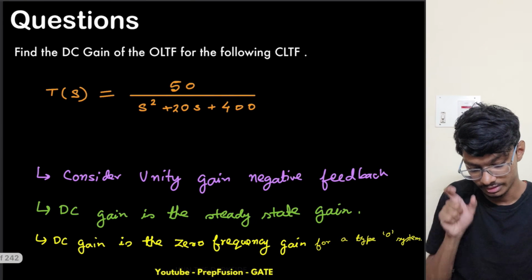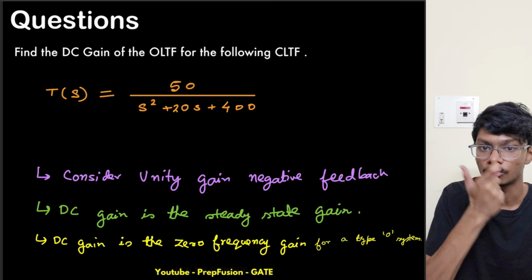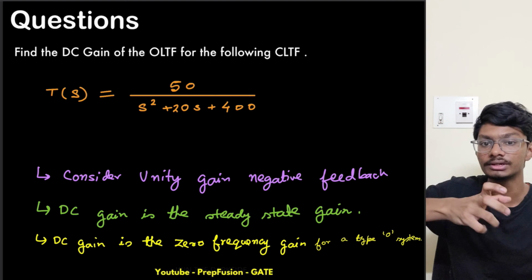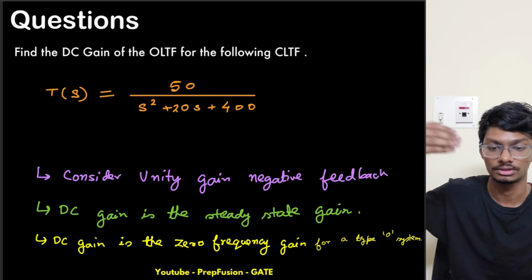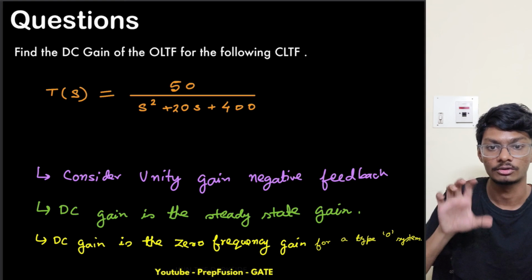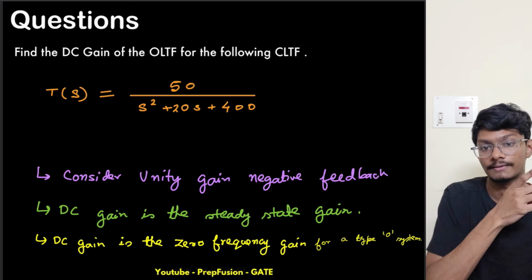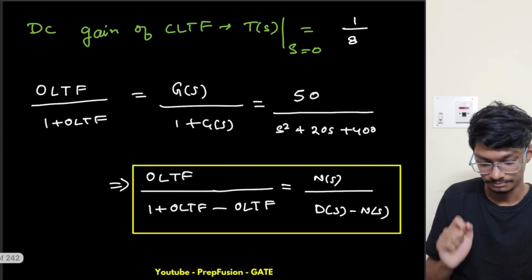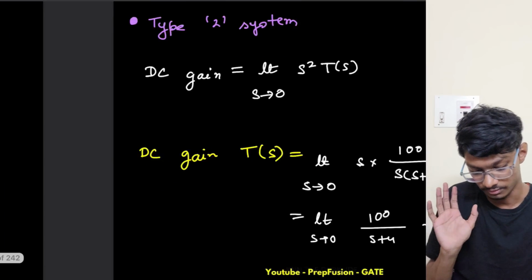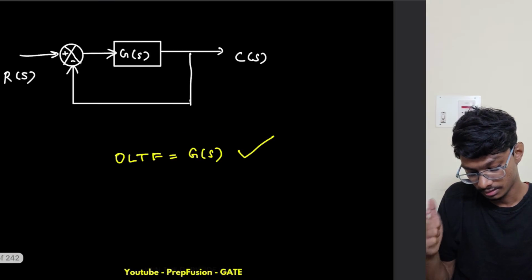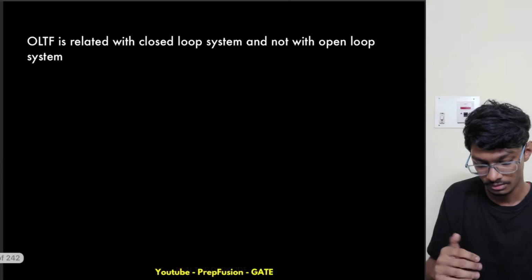Now we did a few questions on DC gain. From here we learned the concept of DC gain, what DC gain means. DC gain doesn't have a certain formula for the frequency domain; it changes according to the type of the system. But in the time domain, it is the steady state gain at t equals infinity. From here we learned about DC gain and cleared the confusion about OLTF.